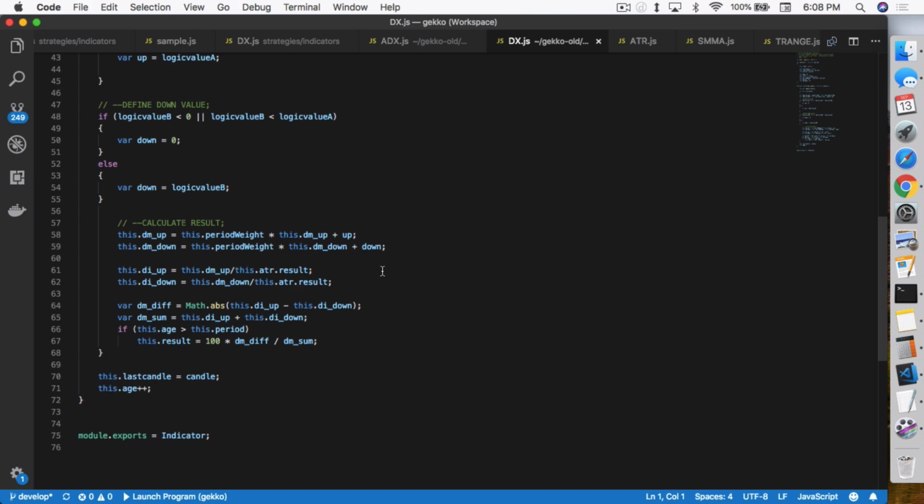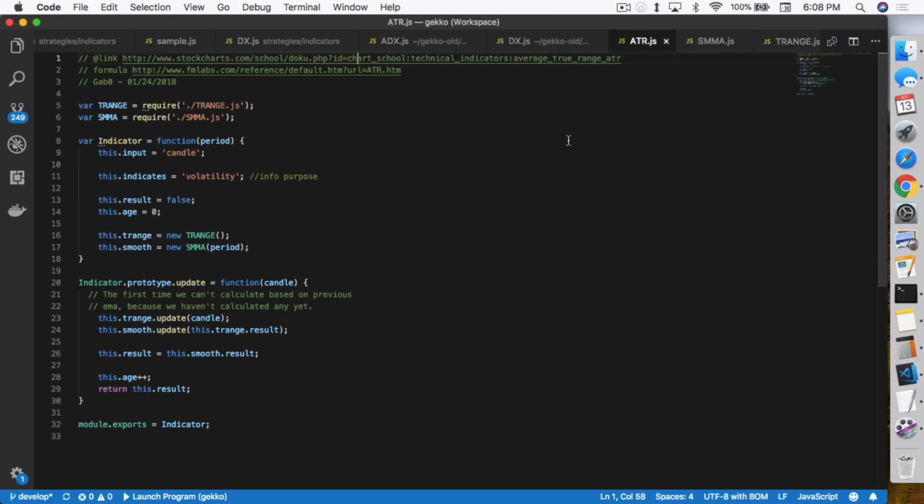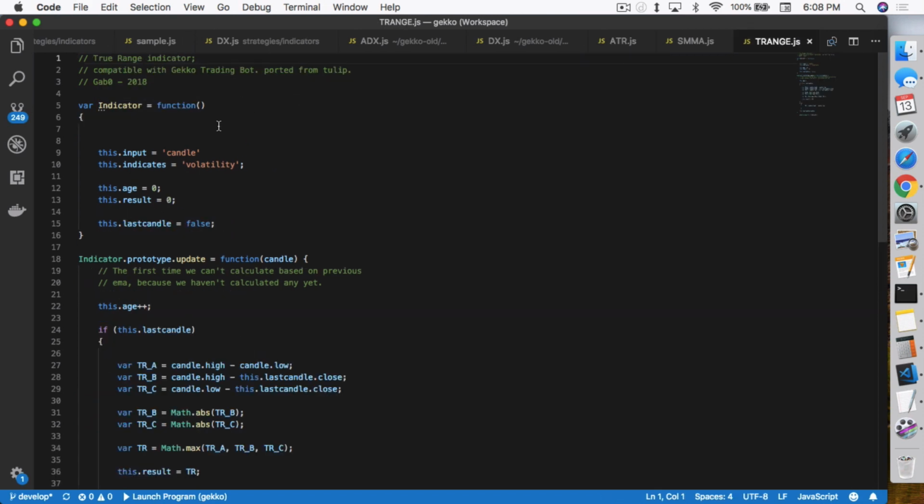this.atr.result, which is the average true range, which is what this is, atr.js. ATR stands for average true range. As you can see here, it requires two other indicators, the tranche, I call it tranche, even though it's technically not it, after I figure out what it is, and the SMMA. So the tranche is actually T range or true range. All these you can look up on Investopedia, and I'll explain for you what each of these indicators does.